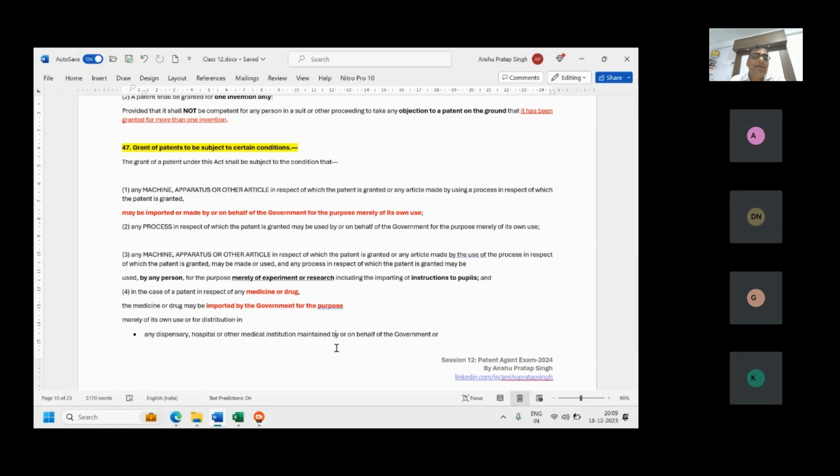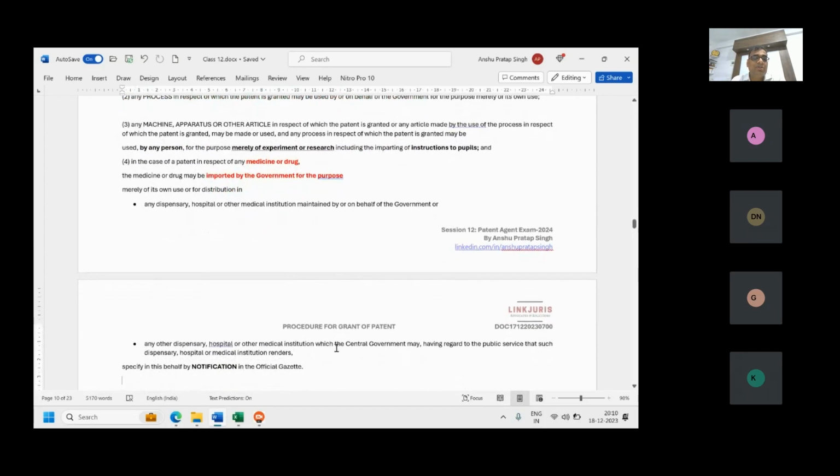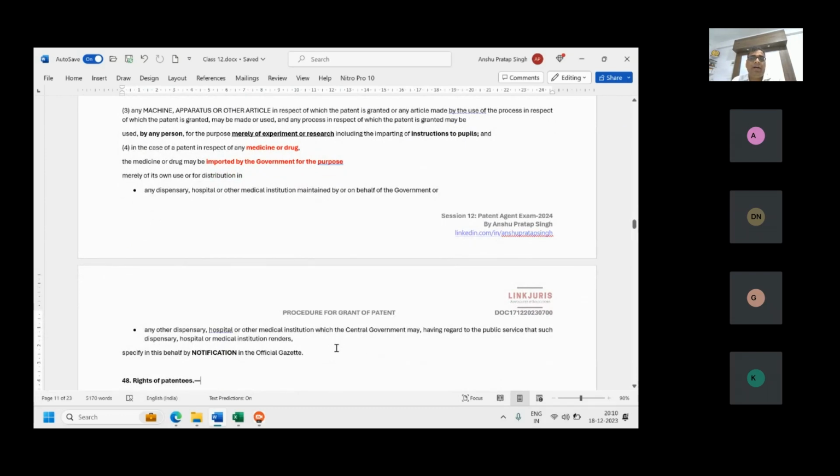So you can say public health hospitals, public dispensaries, or public medical institutions, or any other notified dispensary, hospital, or medical institution who are engaged in a public service, which are specified by notification.